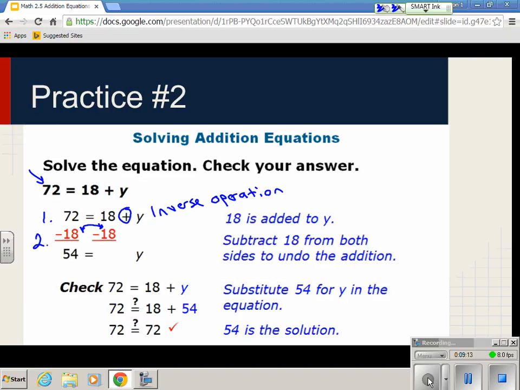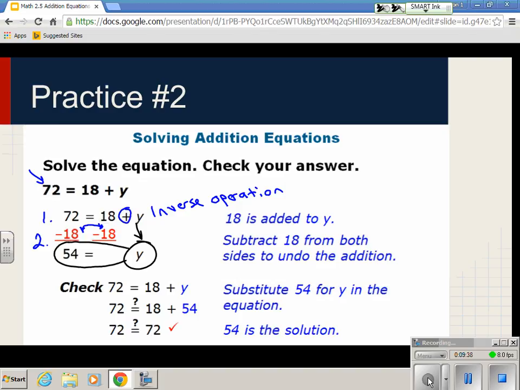So what does that leave us on the right-hand side? That leaves us just y. That's all that's left over. So bring it down, and you get y equals. On the other side, we're subtracting 18 from 72. 72 minus 18 gets you 54. So our answer is y equals 54.